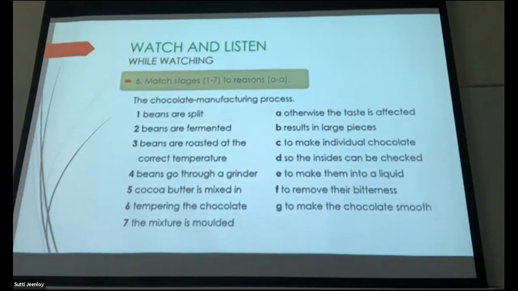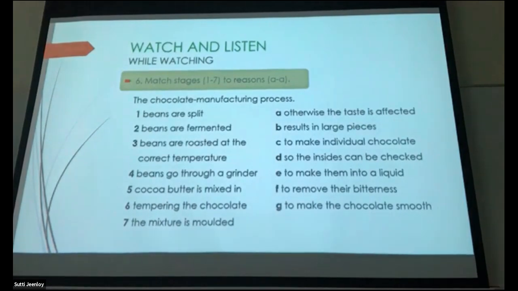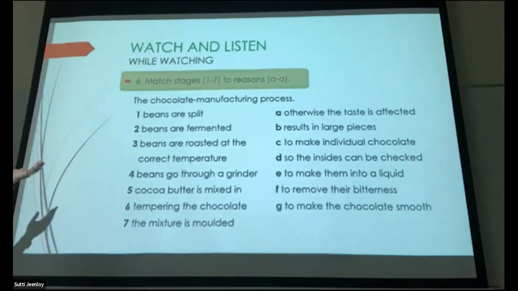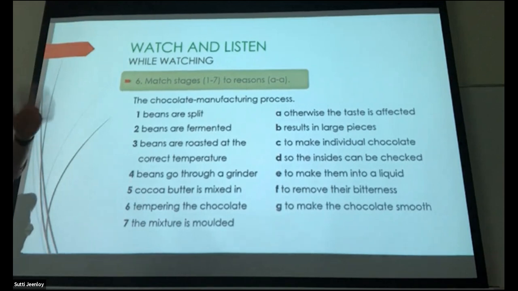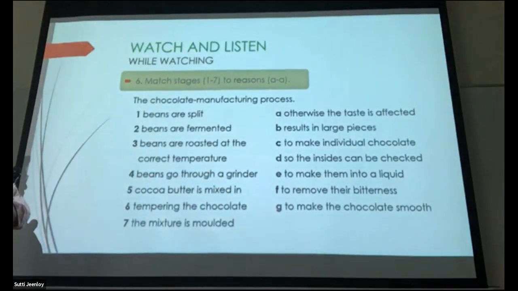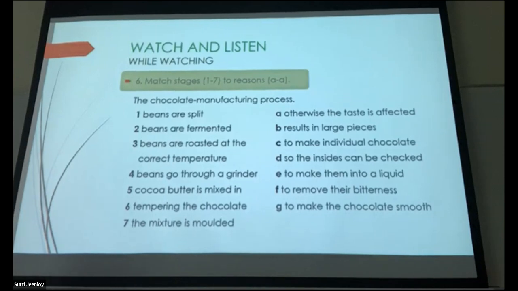The chocolate manufacturing process. First one. Beans are split. What's the reason for that? Beans are split to remove the bitterness. Is it correct? What do you think? Any other ideas? Beans are split. That's not really the splitting, right, into halves that removes the bitterness.